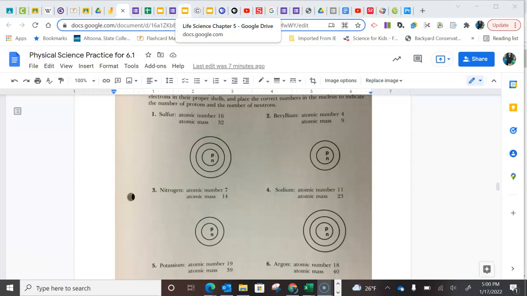So atomic number is 16, so it's 16 protons, 16 electrons. You got 2, then you go 8 in this shell. 2, 3, 4, 5, 6, 7, 8. Well, 2 plus 8 is 10. I need 16. You have to draw another shell and put 6.